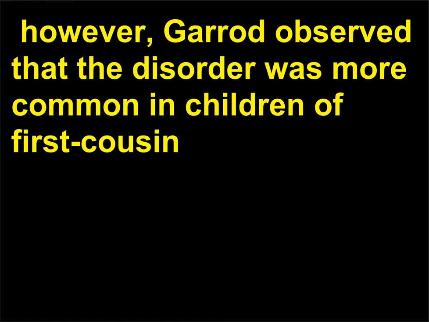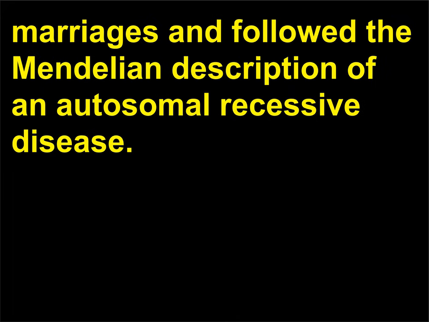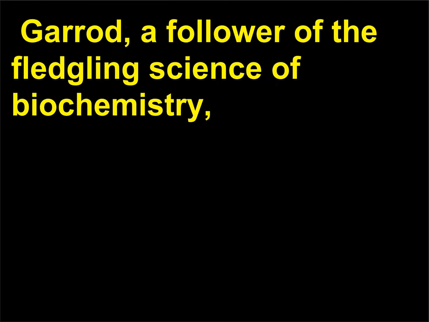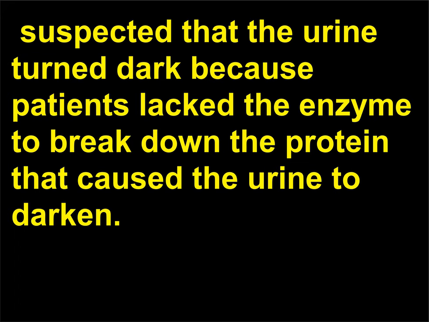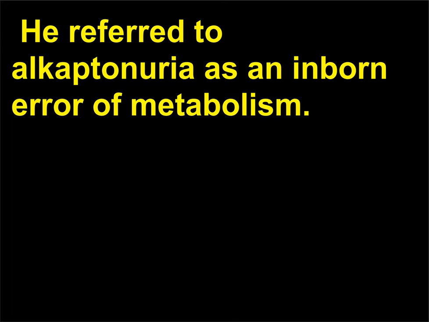However, Garrod observed that the disorder was more common in children of first cousin marriages and followed the Mendelian description of an autosomal recessive disease. Garrod, a follower of the fledgling science of biochemistry, suspected that the urine turned dark because patients lacked the enzyme to break down the protein that caused the urine to darken. He referred to alkaptonuria as an inborn error of metabolism.